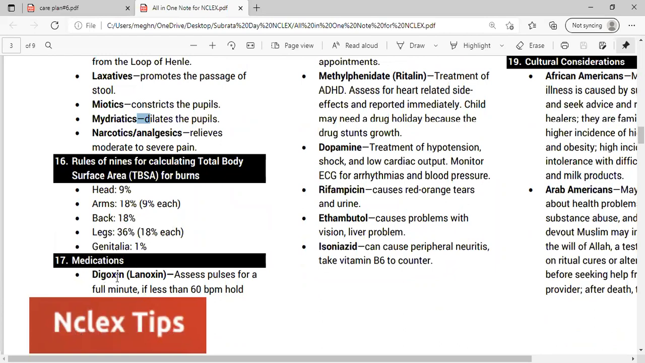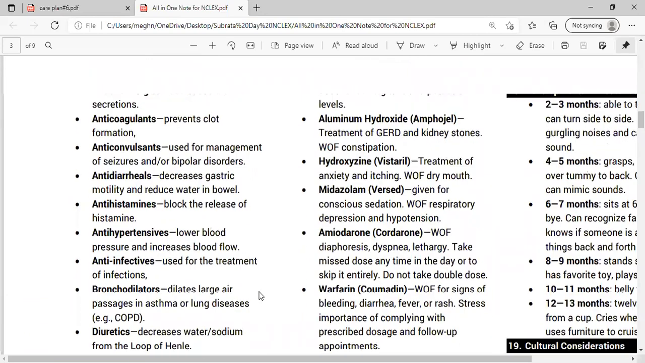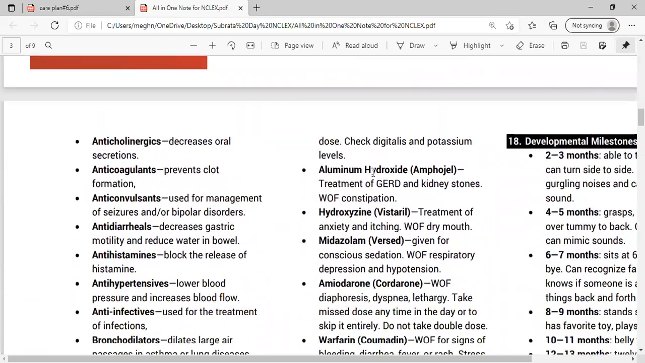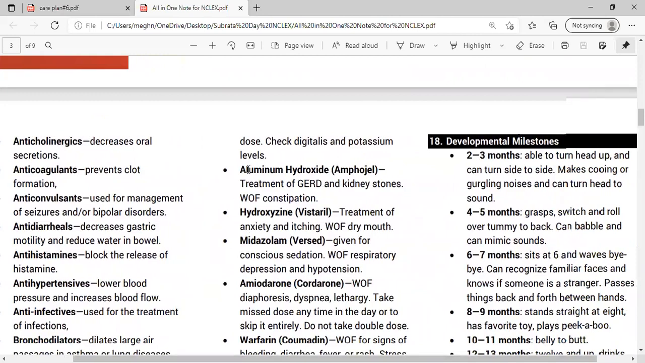More medication, digoxin or Lanoxin. If you give it to your patient, it is good to assess the pulse for a full minute. If it is less than 60 beats, it is good to hold the digoxin. And also check the digoxin and potassium levels.